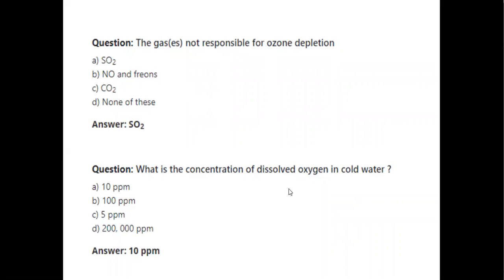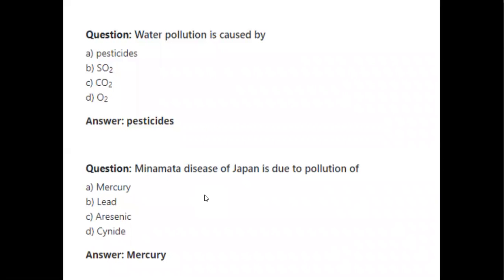What is the concentration of dissolved oxygen in cold water? Remember, the concentration of dissolved oxygen in cold water is approximately equal to 10 ppm, not exactly. Water pollution is caused by pesticides, SO2, CO2, and O2. Water pollution is caused by pesticides. Option A is your right answer.